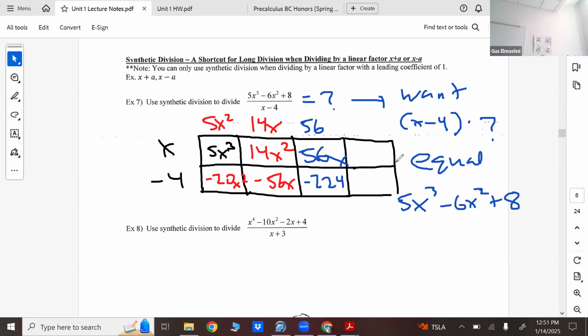Because I need 8, right? I need 8. Let's say 224. What am I going to add to this number? You've got to add 8. Will it go, Sean? 232. Awesome. So I need that to be 232.